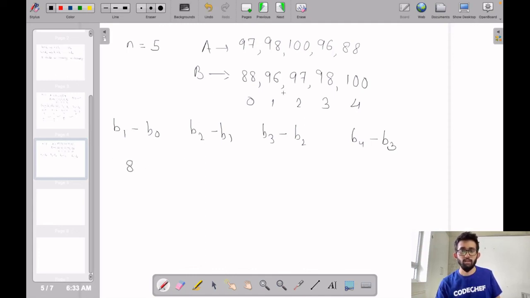96 minus 88 is 8. This is 1. This is 1. This is 2. So we can see here, we will start at this position. And we can see 2 into 8 is 16 and 2 into 1 is 2. So neither of the conditions holds here. Therefore we will break our loop and we will print the answer no. And we can see that the answer for this arrangement is no.